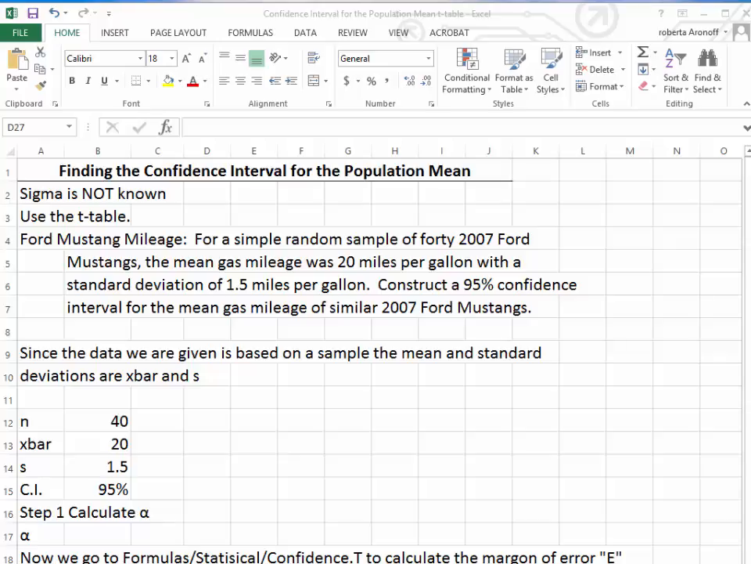We would like to construct a 95% confidence interval for the population mean gas mileage of similar 2007 Ford Mustangs. Now notice the data is based on the sample mean and the sample standard deviation, so we're using the notation X bar for the sample mean and S for the sample standard deviation. We put down the sample size of 40 cars. The sample mean is 20 miles per gallon, and the sample standard deviation is 1.5 miles per gallon. We want to calculate a 95% confidence interval.